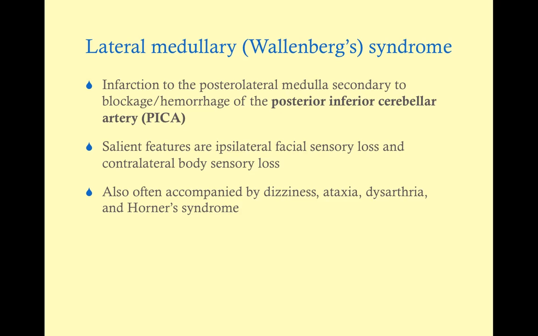So the salient features are ipsilateral facial sensory loss and contralateral body sensory loss. Where else are you going to see that? So if you have ipsilateral facial sensory loss on one side of your face, and on the other side of your body you've got sensory loss in your body, that is Wallenberg syndrome. It also tends to be accompanied by dizziness, ataxia, dysarthria, and Horner syndrome. And those are for various reasons, which I will explain in a little bit.